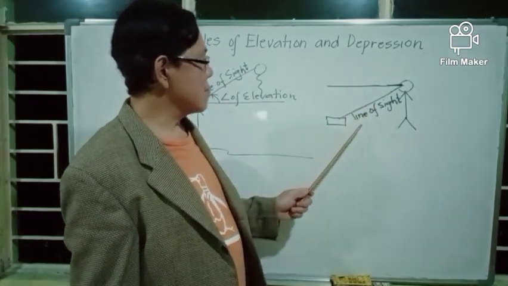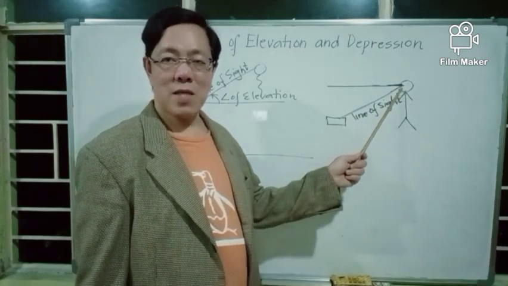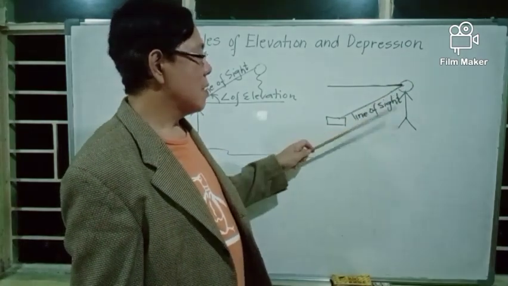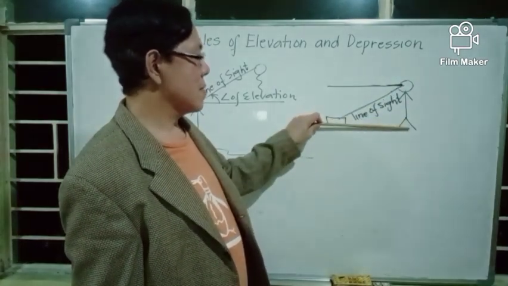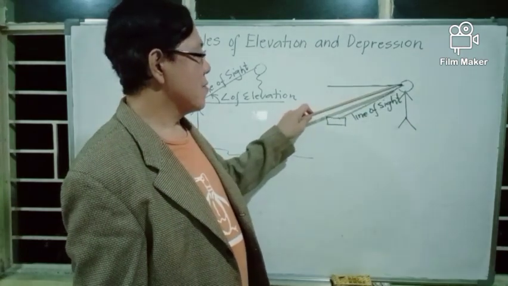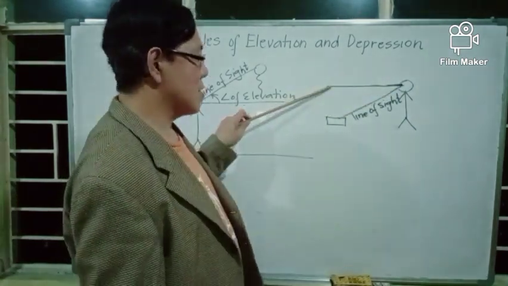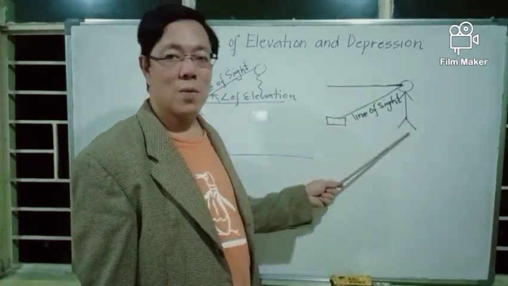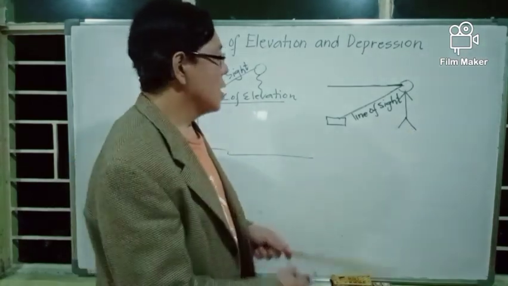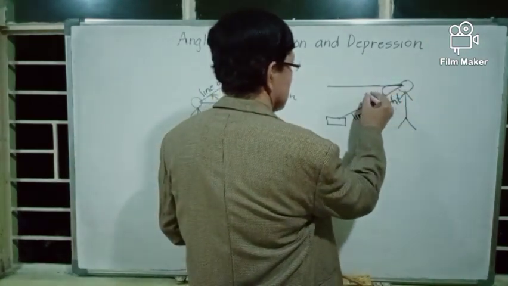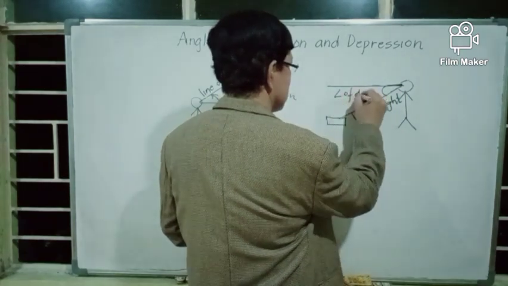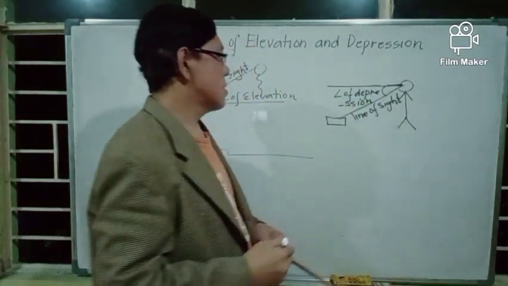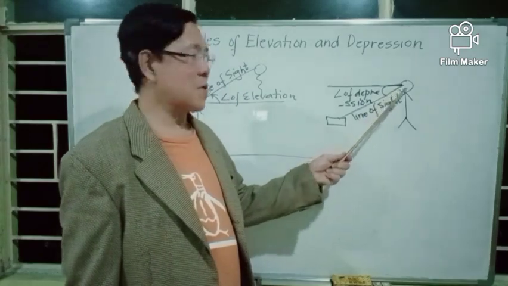And the angle of depression from the observer's eye to the object is the angle that the line of sight of the observer makes with the horizontal. From the eye of the observer, we draw a line, which is this line, parallel with the horizontal surface on which we find the object and on which the observer is standing. And this angle is called the angle of depression from the eye of the observer.